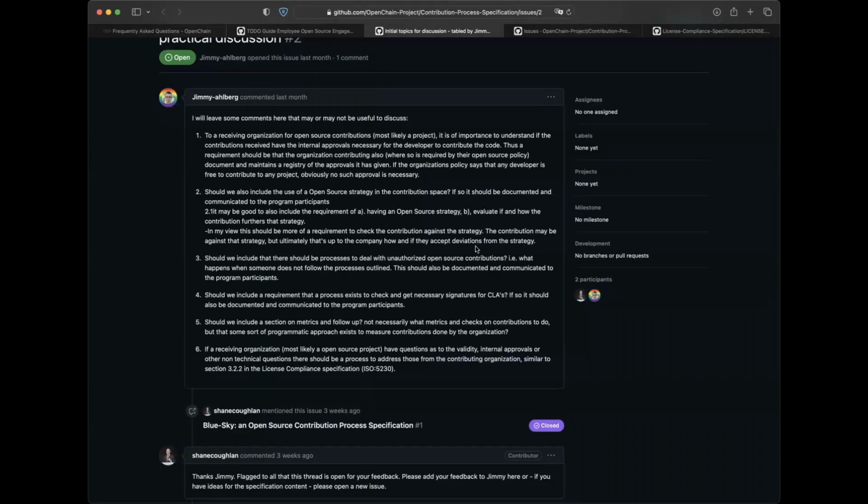What are the internal approvals? Is business strategy included? How do we deal with unauthorized contributions? Is there a process for checking copyright assignment and so on? Are metrics included? And should the receiving organization have contact points as well?